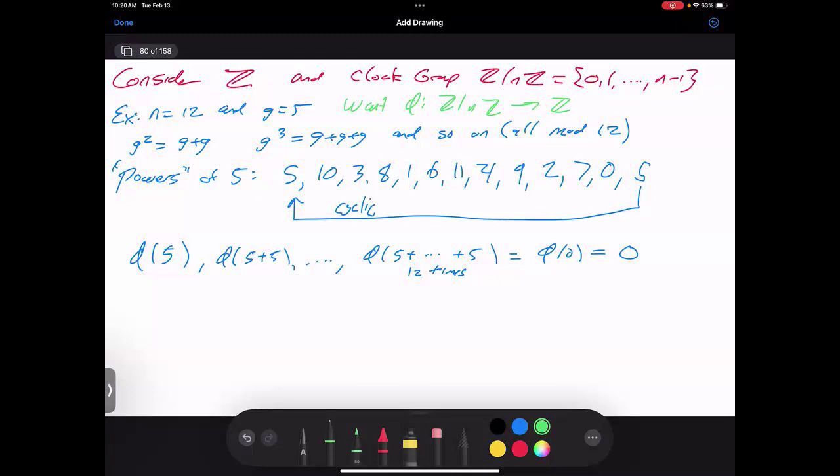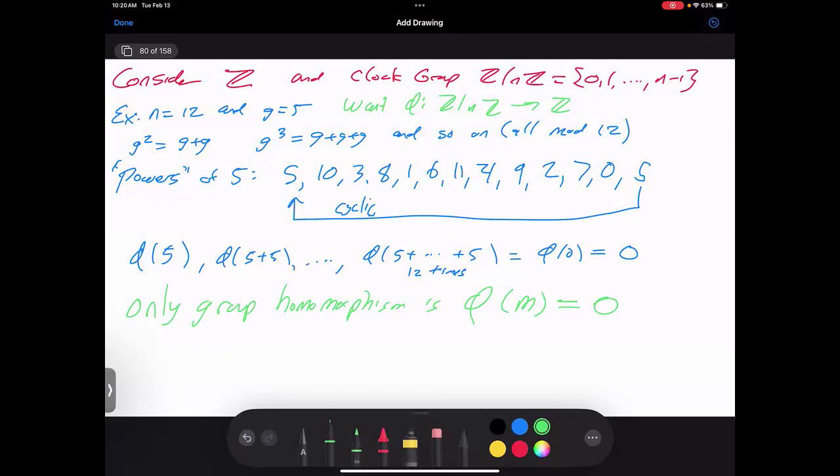No. What's the only possibility for phi of 5? 0. What would be similarly the only possibility for phi of 7? 0. So the only group homomorphism that works is phi of m equals 0. So we send everything to the identity element.